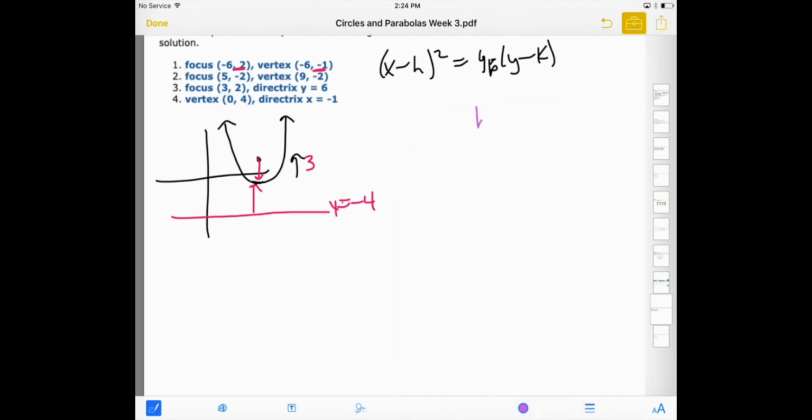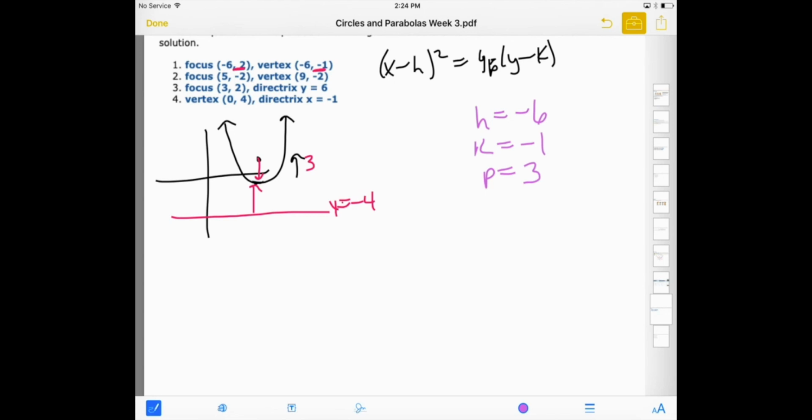So my vertex, I know, is (-6, -1). That's going to be my h and my k. So h is -6, k is -1. I also need to know what my p-value is. Now the p-value is the distance from the vertex to the focus. I have already figured out that the distance from the vertex to the focus is 3. That's the only other piece of information that I need.